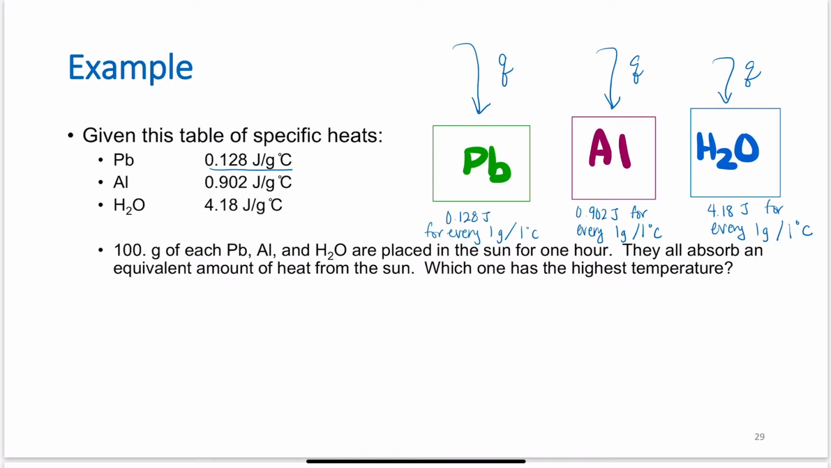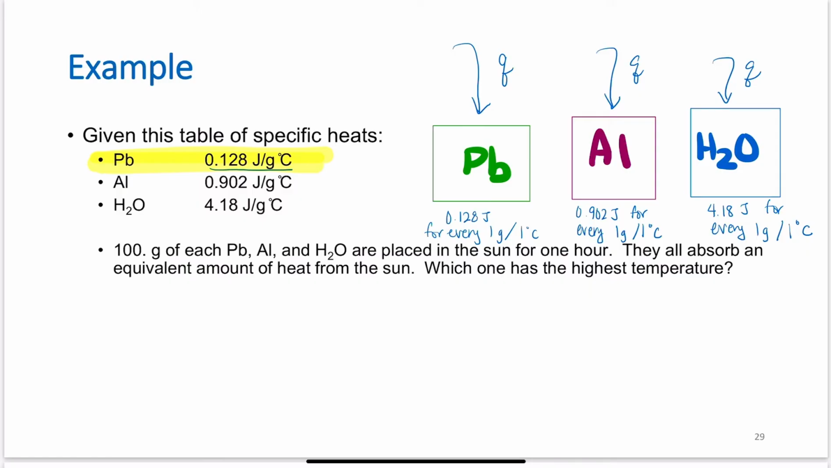Hopefully you guys recognize that the one that will have the highest temperature would be lead. It takes 0.128 joules to raise 1 gram of lead by 1 degree C. I have 100 grams of each sample. They've all absorbed the exact same amount of heat. The lead's going to heat up the fastest because it has the lowest heat capacity. It will have the highest temperature. It takes the least amount of energy to raise that sample.